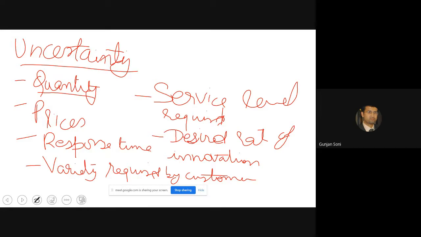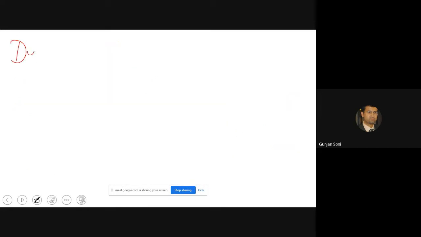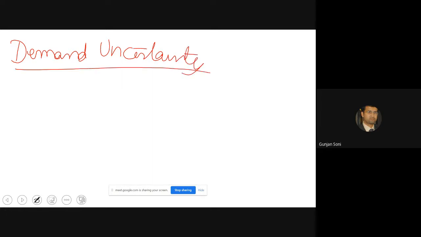So right now we're talking about demand uncertainty. And why are we talking about demand uncertainty? Because the first step in achieving this strategic fit is to understand uncertainty in customer demand and then supply also. We will talk about that. So, from the point of view of the marketing department, we can say there are two types of uncertainties.